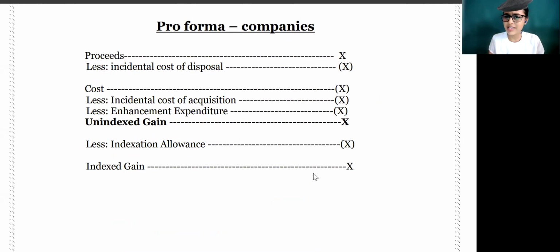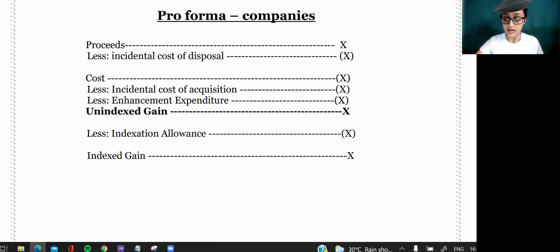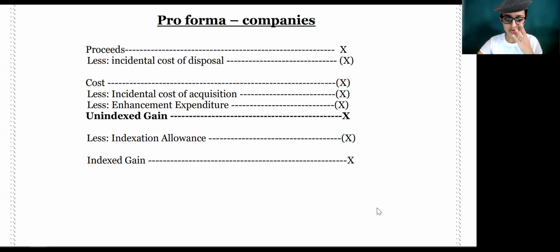Proceeds minus cost. So basically we do proceeds minus cost, but here there's an unindexed gain, and then you can see the indexation allowance, and then that gives you the index gain. So remember something, your unindexed gain minus your IA gives you the index gain. How do you calculate indexation allowance? That is cost into IF. Yes, it is cost into IF.